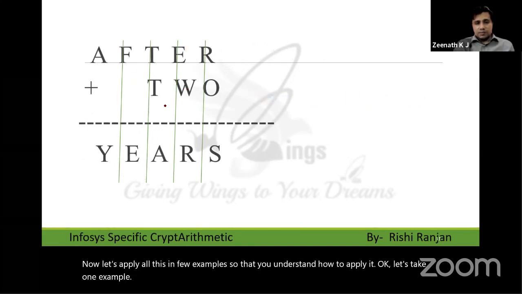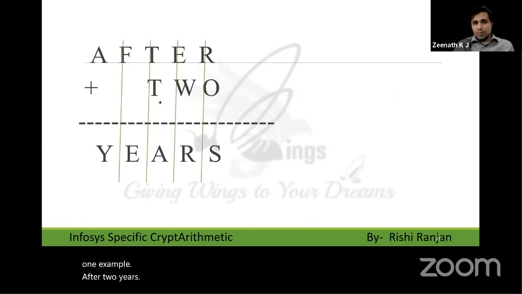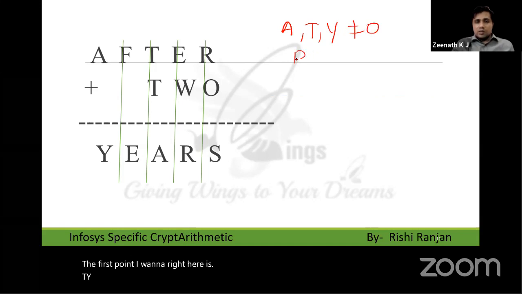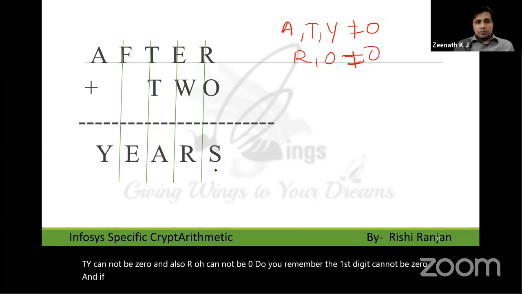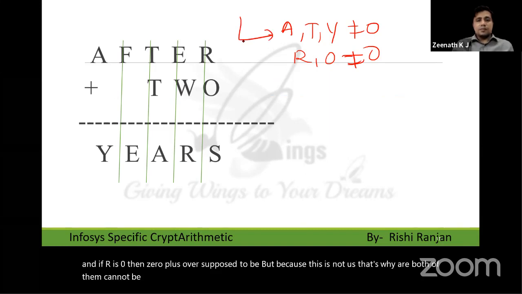So the first point I want to write here is A, T, Y cannot be zero, and also R, O cannot be zero. Do you remember? The first digit cannot be zero, and if R is zero, then zero plus O was supposed to be O. But because this is not O, that's why R, O, both of them cannot be zero. So this is the first point I'll write.